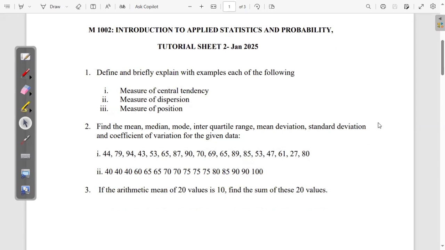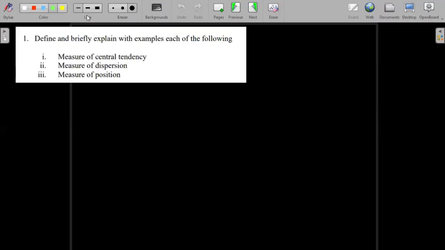So we are starting first of all with some definitions here. So let's start from question 1. On question 1 there, they're saying define and briefly explain with examples each of the following. Okay. So number 1, we have measures of central tendency. And then number 2, we have measures of dispersion. And then 3, we have measures of position. So what are these measures of central tendency? I mean, the first one there. What are the measures of central tendency?